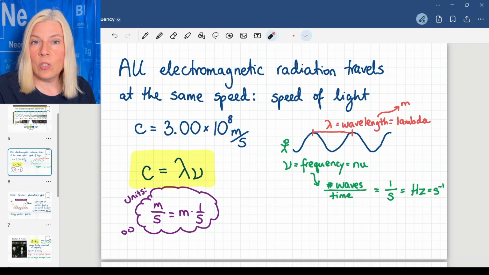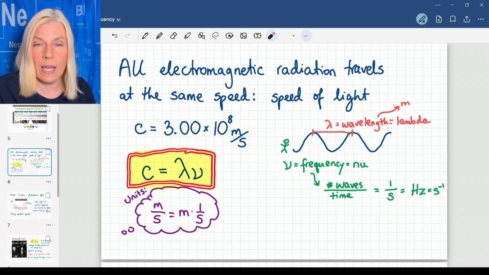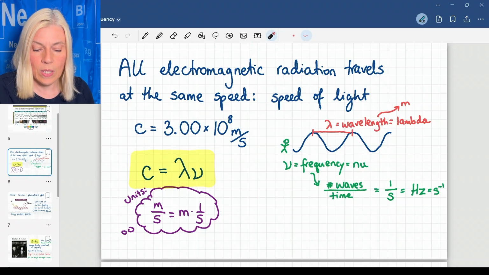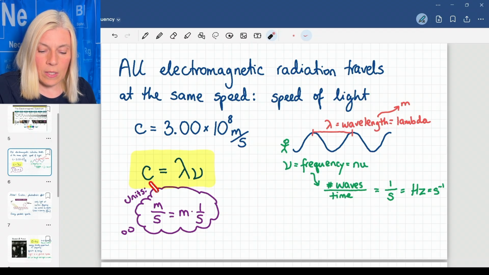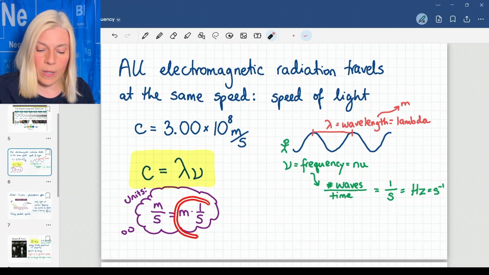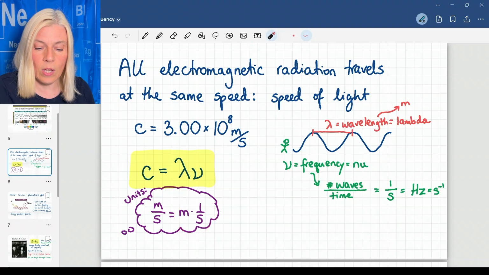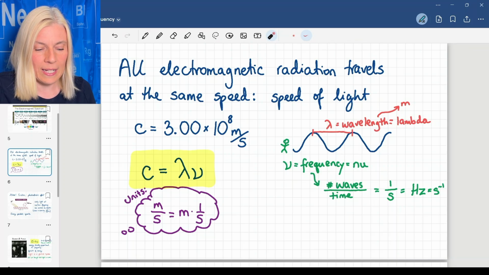If we look at the units, the speed of light is wavelength times frequency, lambda times nu. Let's double check: do the units make sense? Speed of light is meters per second, wavelength is meters, frequency is 1 over second. Meters times 1 over second gives meters per second. So always double check that your units make sense. Units are your best friends. They really guide you along to make sure you're doing the problem correctly.